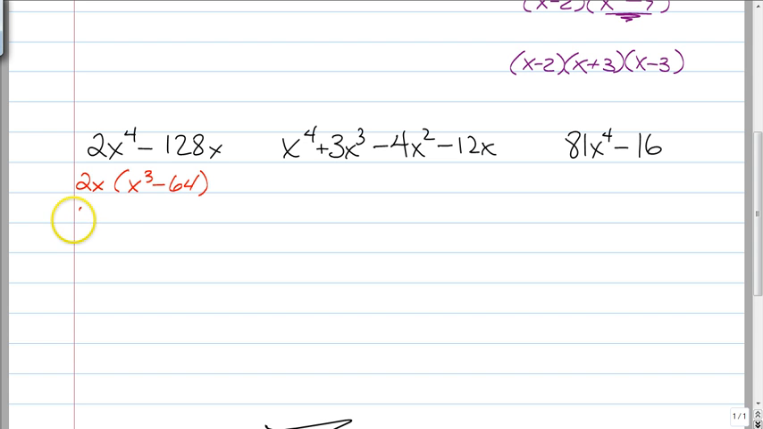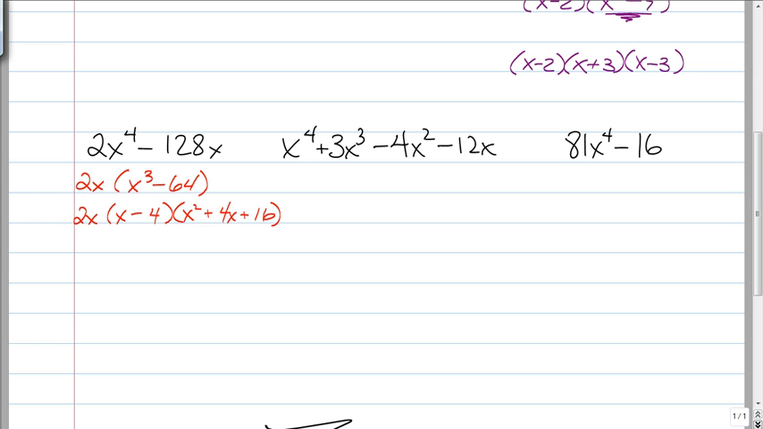So we leave our 2x, but now we have our small set and our bigger set. Same opposite plus, so we have a minus, plus, plus. Cube root of x cubed is x, square it, x squared. Cube root of 64 is 4, square it, 16. And x times 4 is 4x, and you are done. That is your final factored answer for that problem.